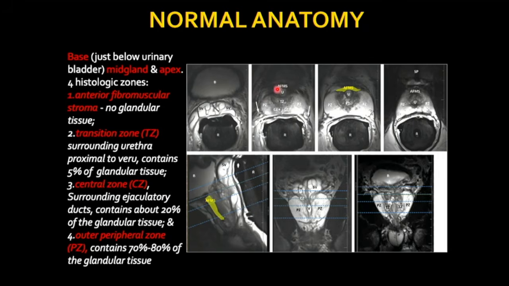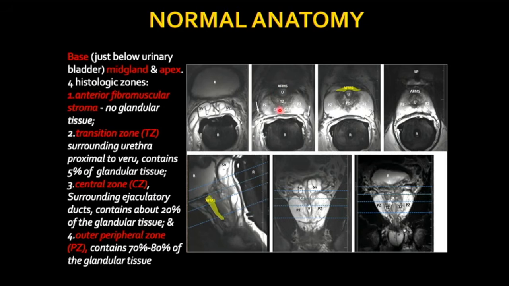That is the base of the prostate, which is just below the urinary bladder. This is the mid gland of the prostate. This is the apex of the prostate. It's divided into 4 histological zones which can be very well delineated on the MRI. That is the anterior fibromuscular stroma, which is there at the base just below the urinary bladder and in the anterior-most portion. It does not contain any glandular tissue at all.